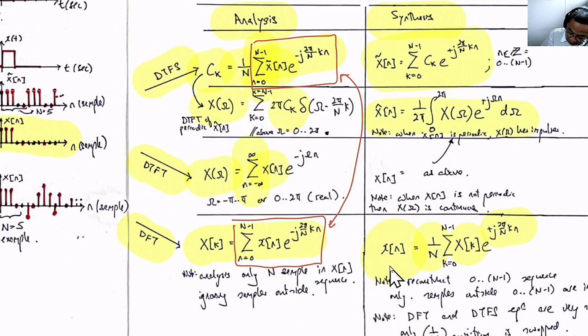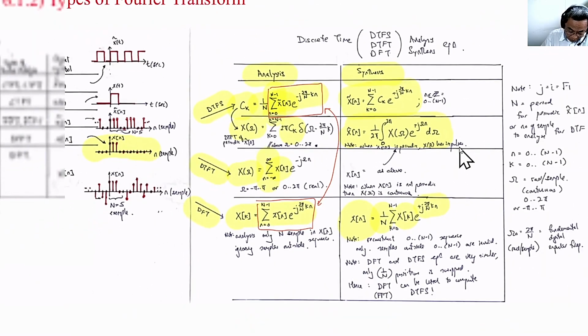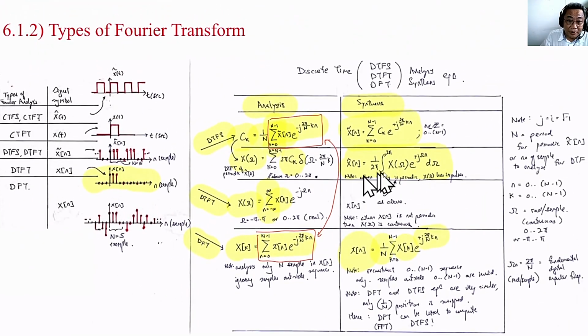Lastly, this equation is the synthesis equation for DTFT. Remember, X of omega, capital Omega, is the DTFT representation. X of omega is continuous. That's why we use the integration. Integrate X of omega times e to the plus j omega n to reconstruct x of n. Okay, so in this chapter 6, we are only interested in all these 6 equations and their use cases. Thank you.